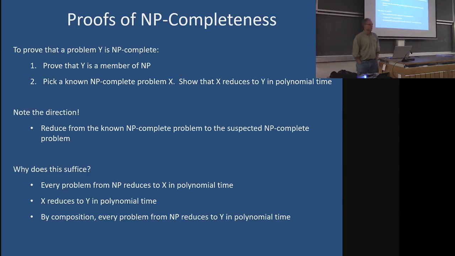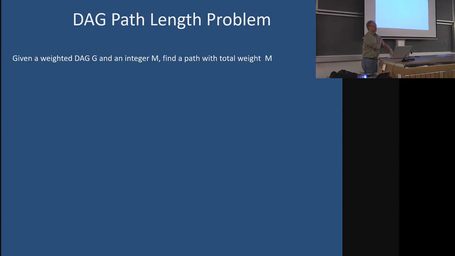But if you know a problem is NP-complete, you do know you're very unlikely to find an algorithm that is polynomial, that's fast in the worst case. Okay, so proofs of NP-completeness. All right, so let's prove.